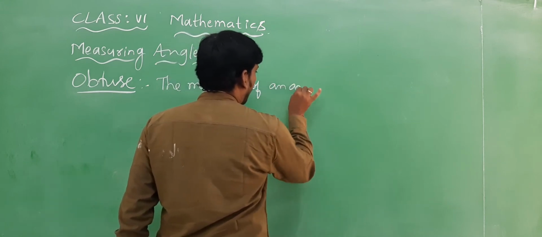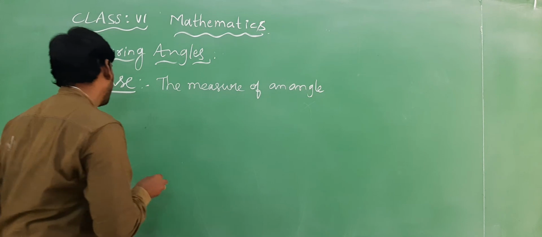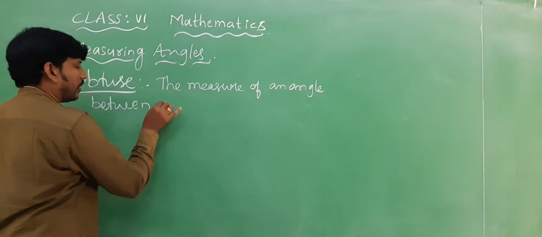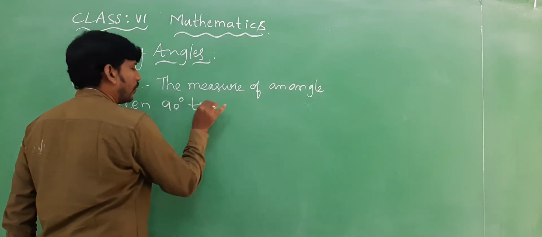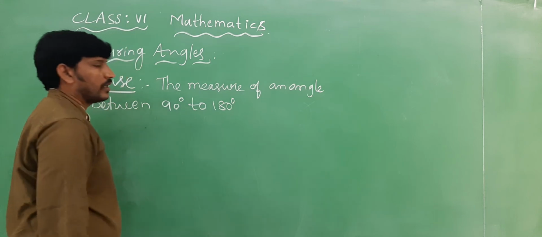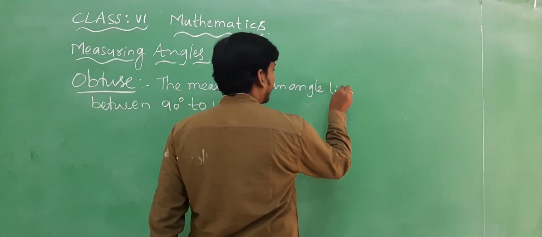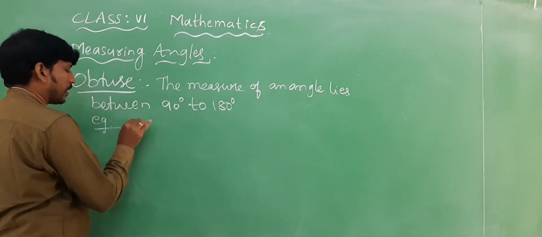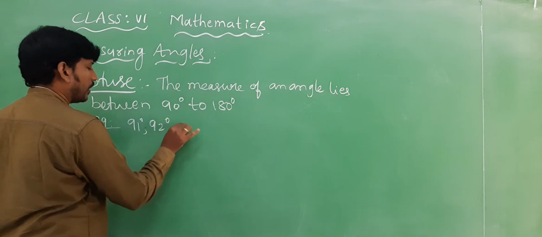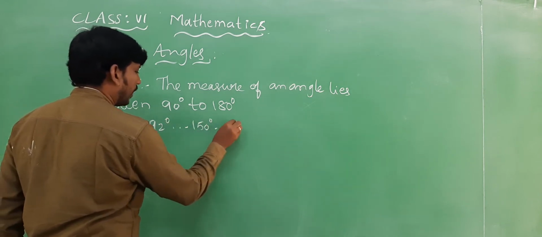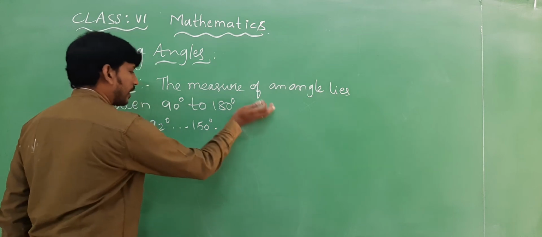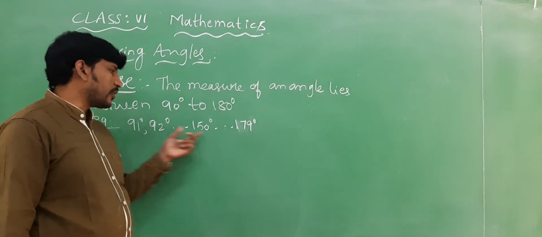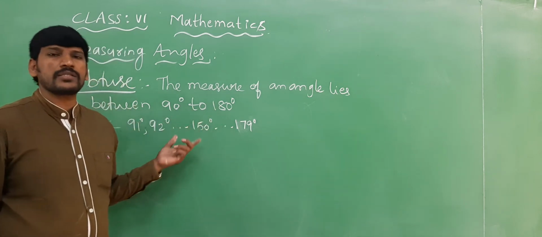The measure of an angle lies between 90 degrees and 180 degrees. For example, 91 degrees, 92, like that, in the middle 150 degrees, up to 179 degrees. Clear? Whenever we get a value between 90 and 180, it is an obtuse angle.